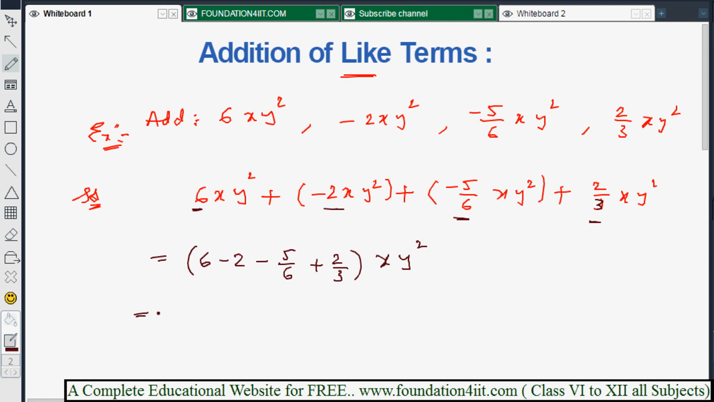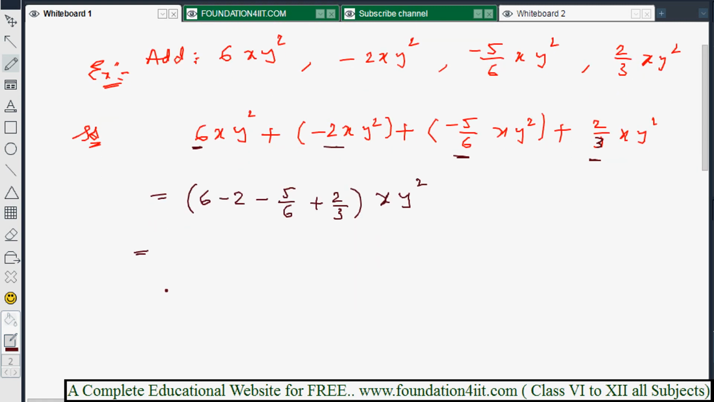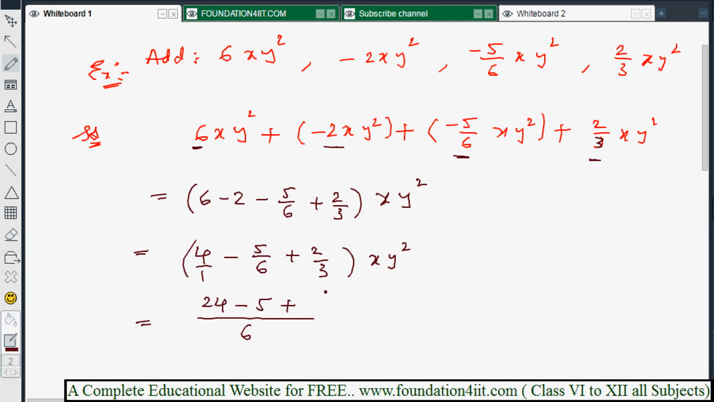Now we'll get the answer directly here. 6 minus 2 is 4, minus 5 by 6 plus 2 by 3, xy square. If 4, then 4 by 1. Just do the LCM and solve this. 6 is the LCM for 1, 6 and 3. So taking 1 in 6 times, 6 4s are 24, minus 5 plus, simplifying directly, 4xy square.